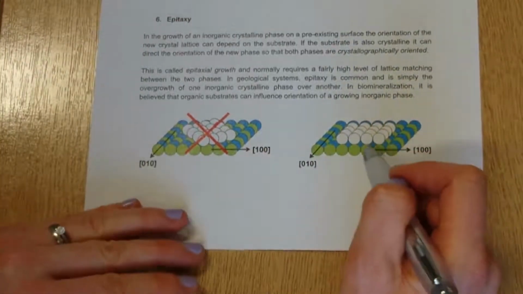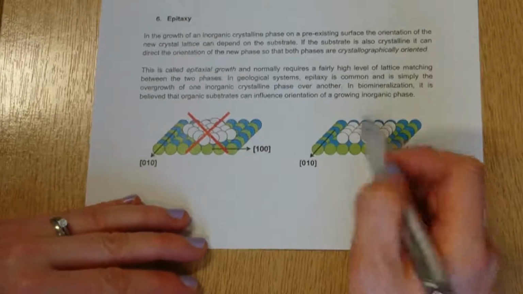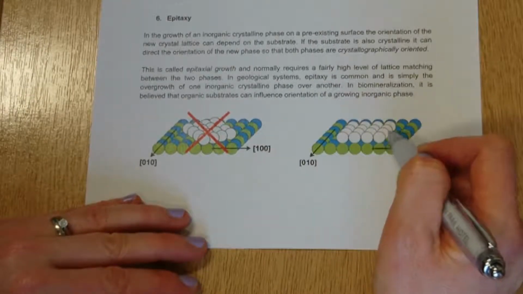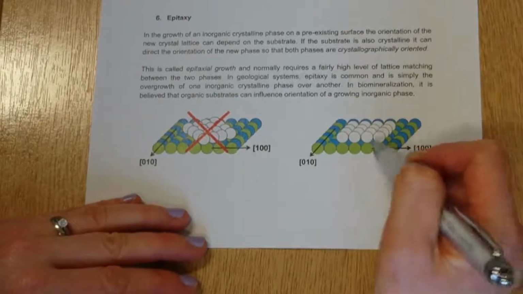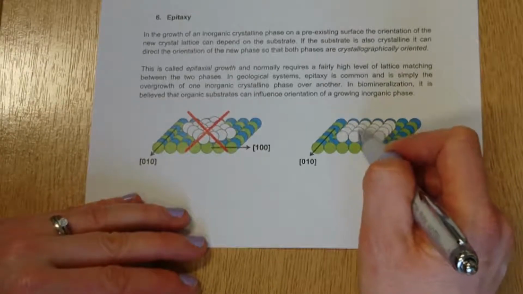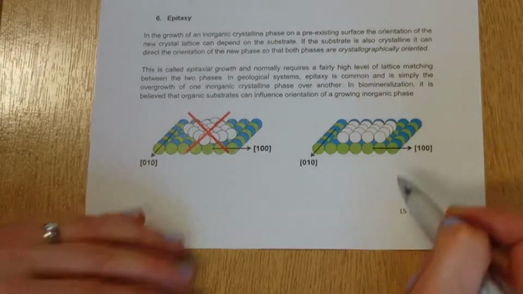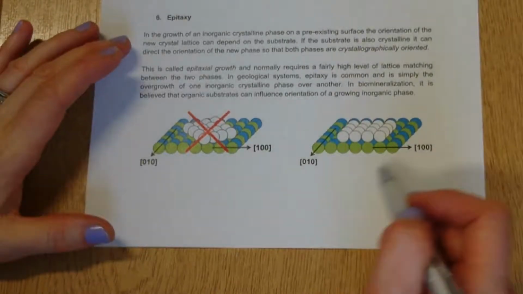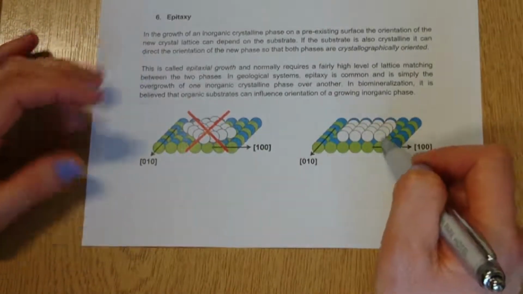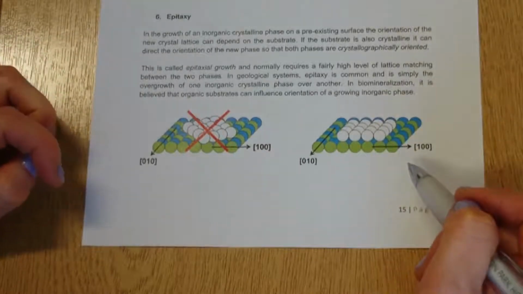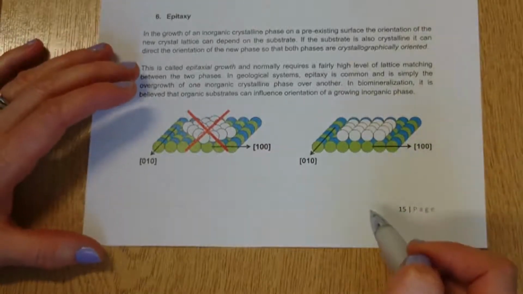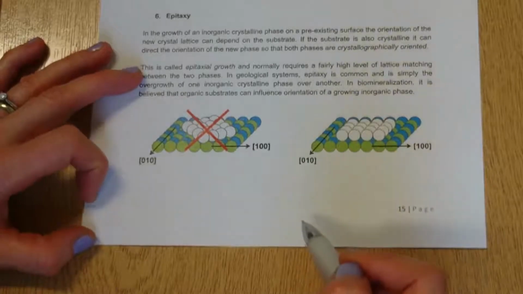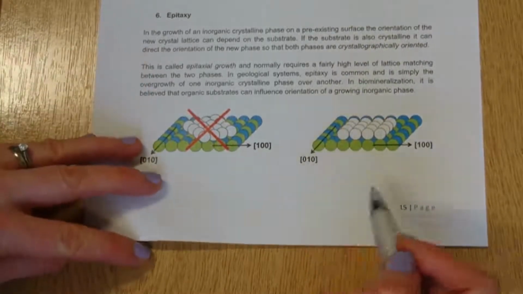Okay, so our second phase, our new phase, growing on the top of the substrate, is going to be ordered by the phase underneath. You can see these white atoms or ions of our second phase are lined up with the crystal lattice underneath. It normally requires a fairly high level of lattice matching, so in terms of distances between the ions, it's really common in geology to see one phase grow over the top of another epitaxially.